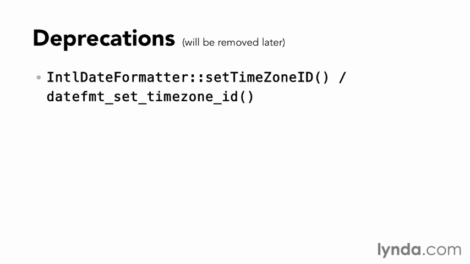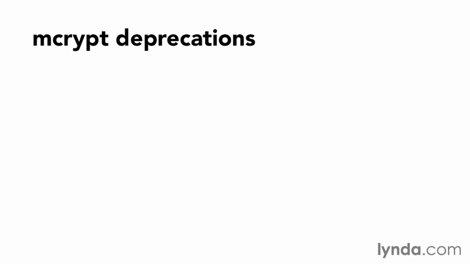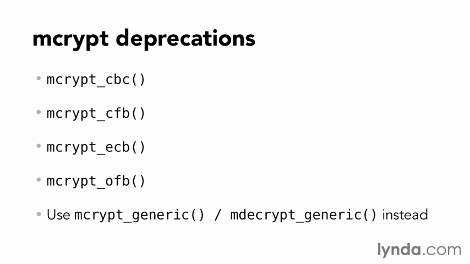The method IntlDateFormatter::setTimeZoneID and function datefmt_set_timezone_id are now deprecated. Use the method setTimeZone or the function datefmt_set_timezone instead. mcrypt has a number of functions that have been deprecated as well, including mcrypt_cbc, mcrypt_cfb, mcrypt_ecb, and mcrypt_ofb. If you're using those, you should be using mcrypt_generic and mdecrypt_generic instead.